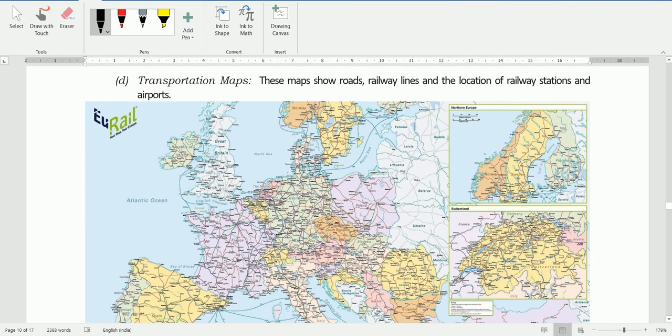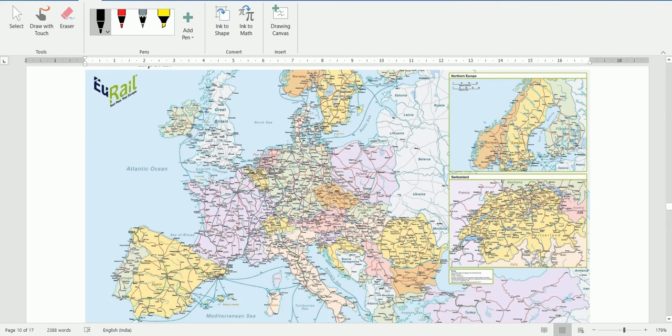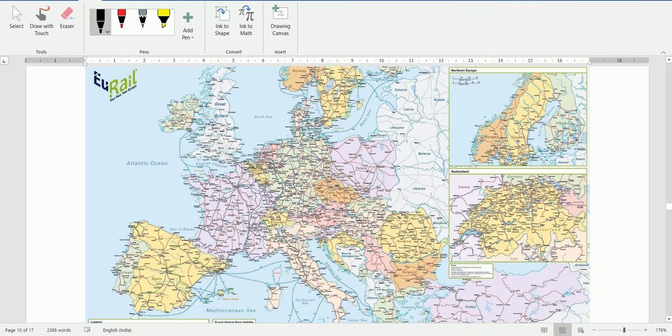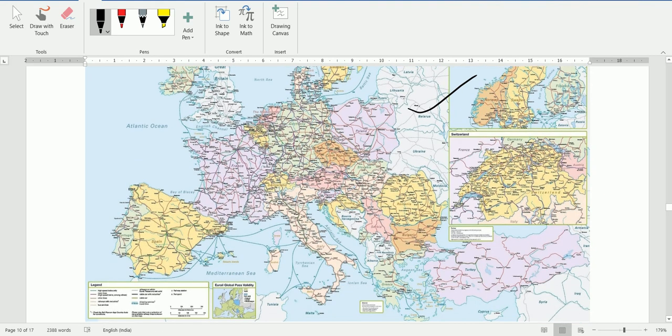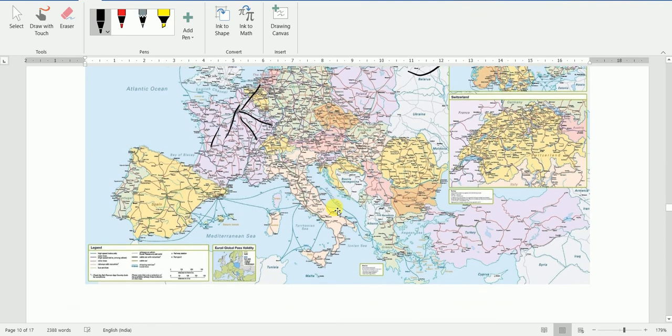Next, we have transportation maps. This map shows roads, railway lines, and location of railway stations, airports, etc. This is an example of transport maps, and here you may be seeing different lines. All these are railway lines and highways of European countries. This is an example of these transport maps.